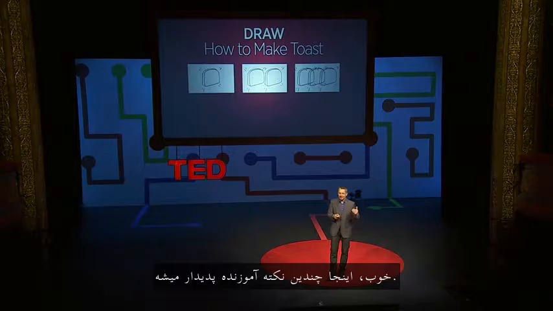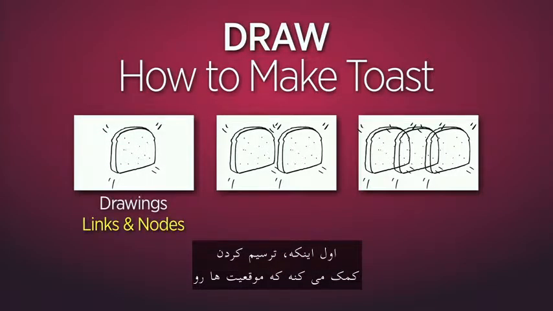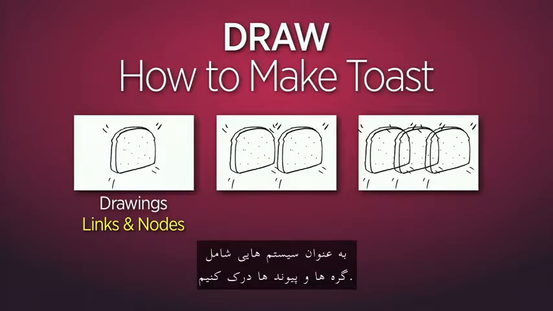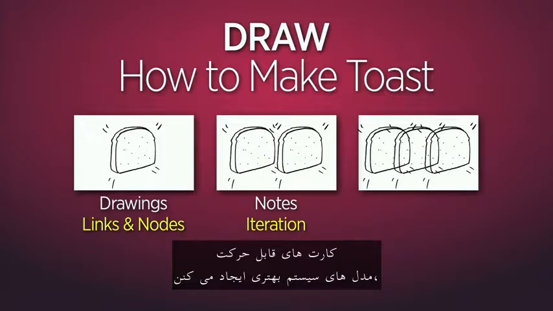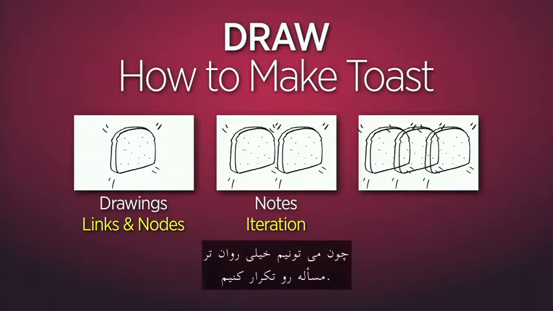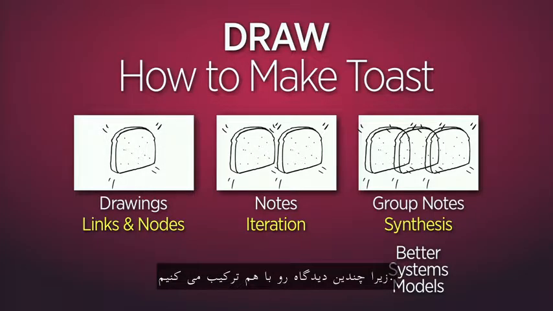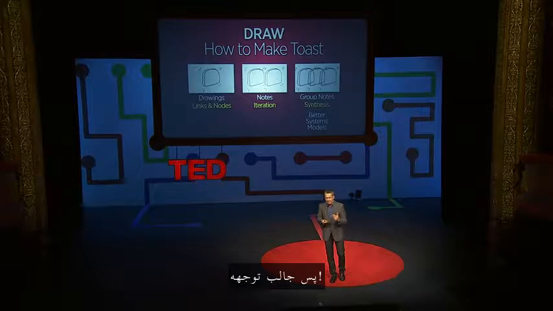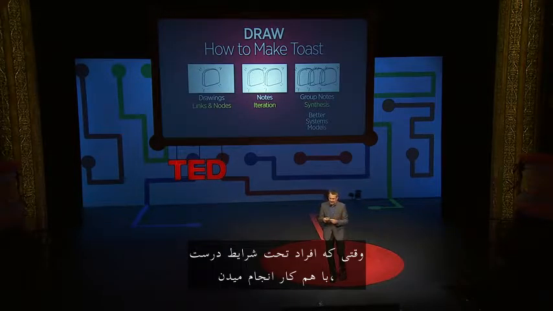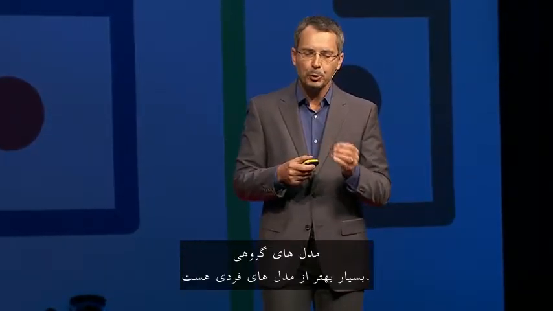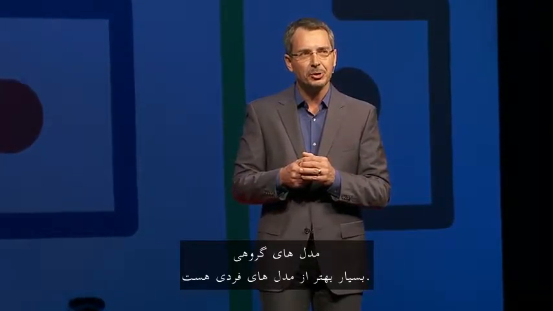So here are some key lessons that can emerge from this. First, drawing helps us understand situations as systems with nodes and their relationships. Movable cards produce better systems models because we iterate much more fluidly. And then the group notes produce the most comprehensive models because we synthesize several points of view. So that's interesting. When people work together under the right circumstances, group models are much better than individual models.